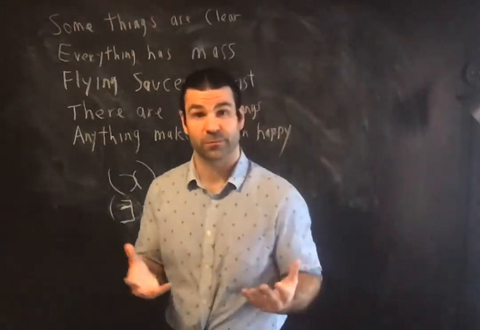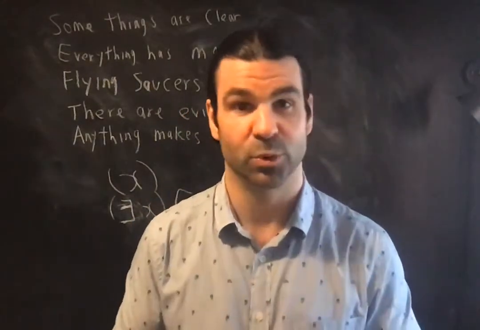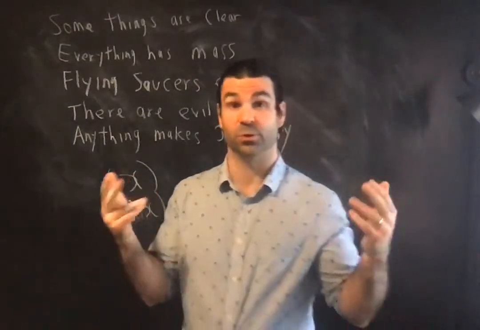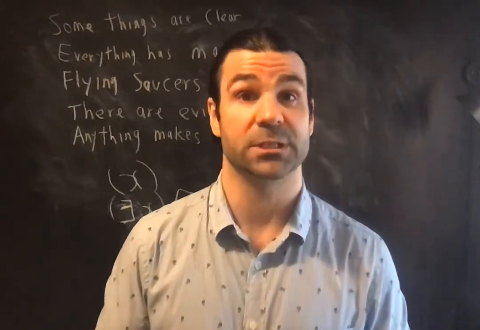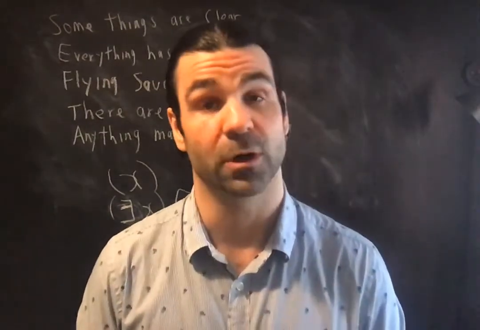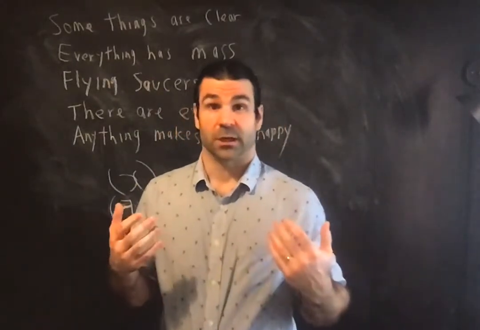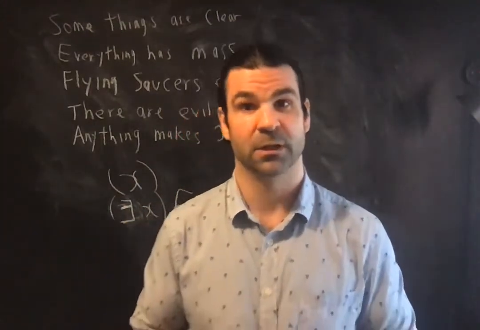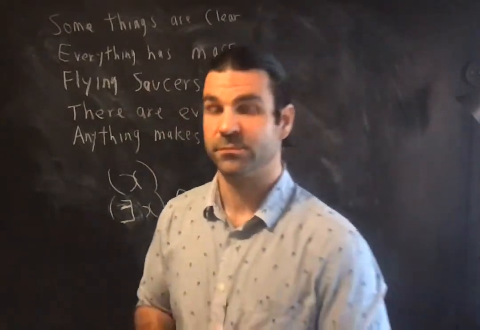What is a universal quantifier? A universal quantifier is an expression which, when prefixed, put in front of, when prefixed to a propositional function, yields a universal sentence. What is a universal statement? A universal statement is a statement that says that a propositional function is true of everything. Okay, so this means every is a universal quantifier. Any is a universal quantifier, right? So on and so forth.